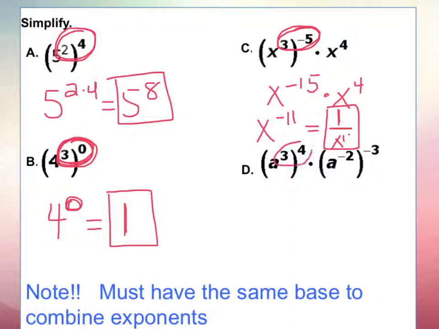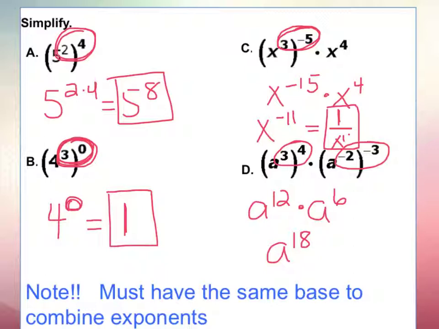Once again, I need to multiply here. So I get a to the 12th power multiplied by a, negative 2 times negative 3 is going to give us positive 6. And now I'm multiplying the bases, so I need to add the exponents. So this becomes a to the 18th power. And I have no negatives. I have no powers raised to other powers. I have no other bases except for the a. So this is the final simplified form of our expression.